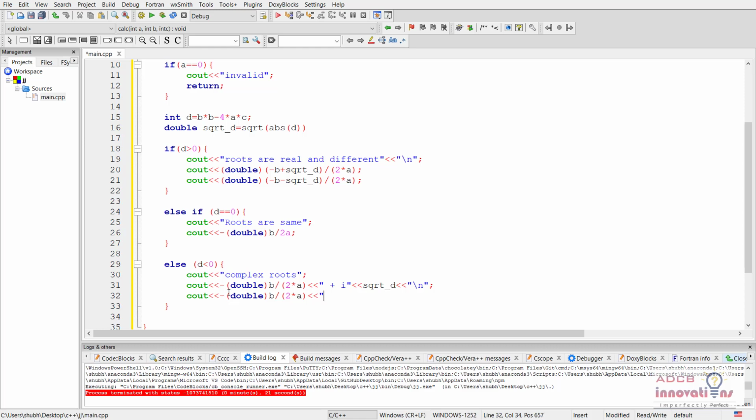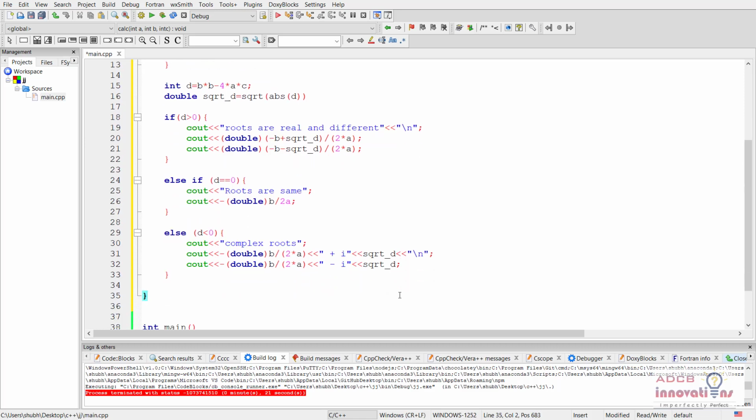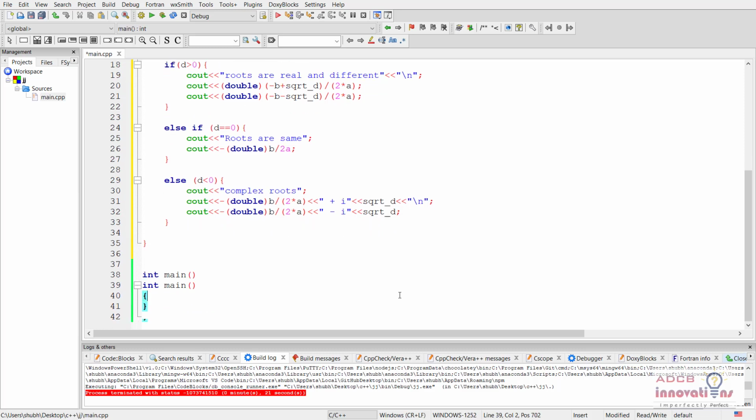and the second root is going to be minus iota. That is minus iota, and here again the sqrt value, sqrt d, and we are going to terminate the statement. So this is our logic. Now we are going to write the main function.